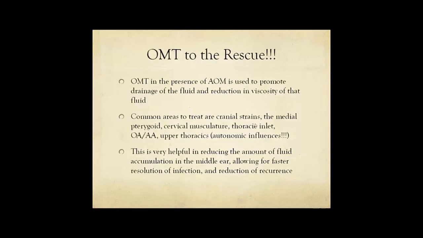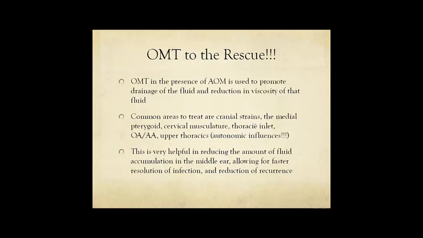So OMT to the rescue. OMT in the presence of acute otitis media is used to promote drainage of the fluid and reduction in viscosity of that fluid. The common areas that we like to treat in this case are any cranial strains, medial pterygoid, the cervical musculature, thoracic inlet, OA and AA, and the upper thoracics. Don't forget your viscerosomatic and autonomic influences from some of these regions as well.